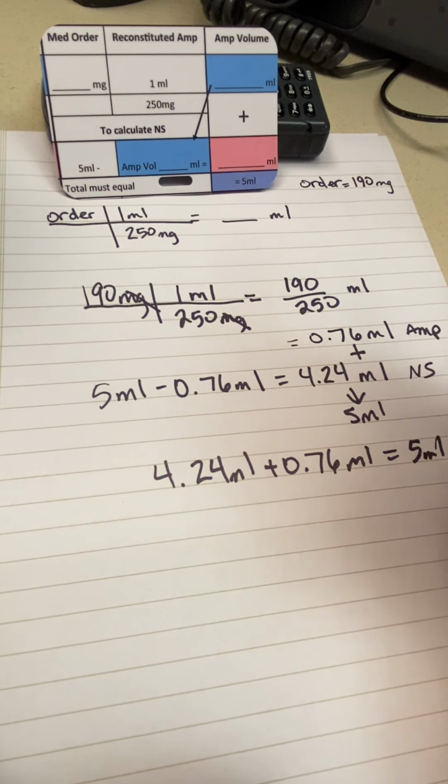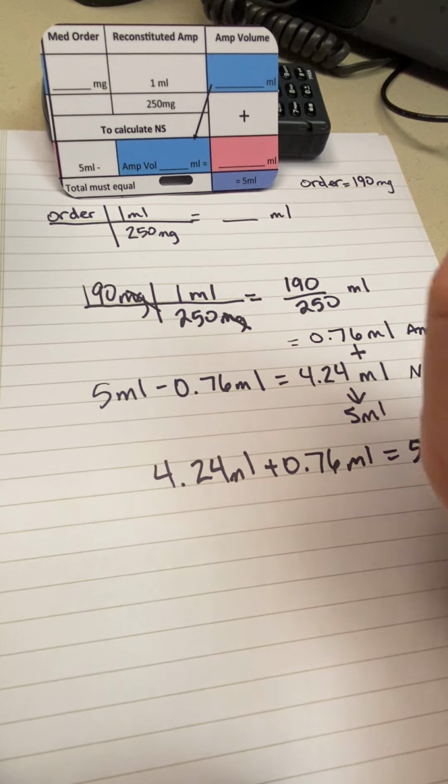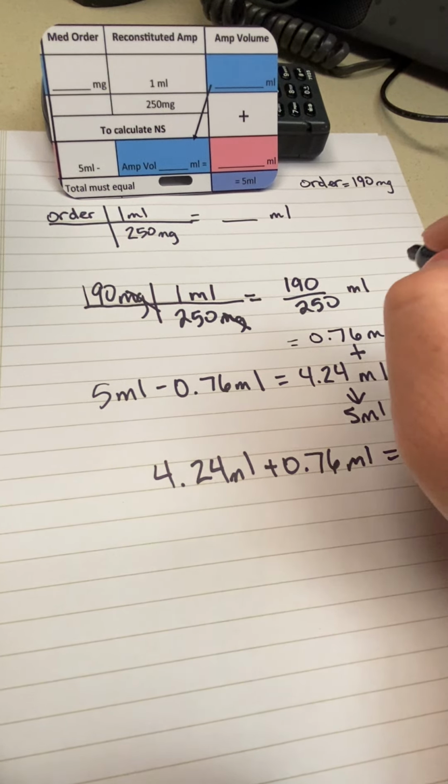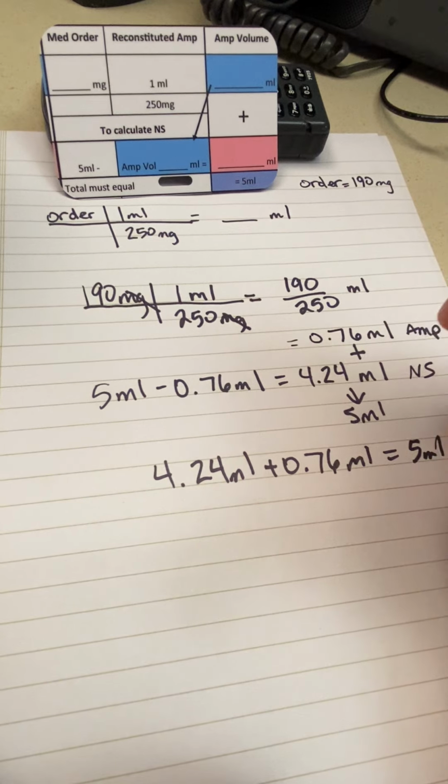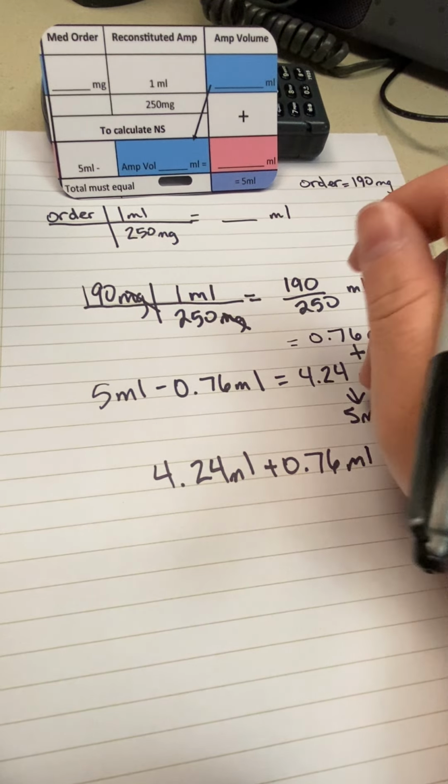Always have the dosage calculation verified by a second nurse independently. They need to do the work themselves, not just look at your work. And if y'all have the same answer, then you're okay to give the medicine.